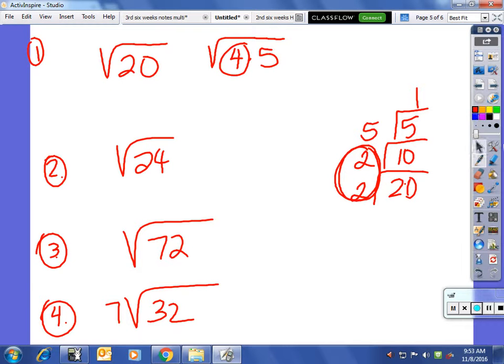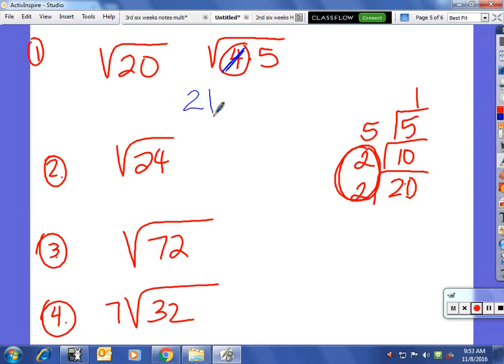So I can take the square root of it and take it out of that square root symbol. What is the square root of 4? 2. So it comes out, and now what's out in front is a 2. What stays in? The 5.